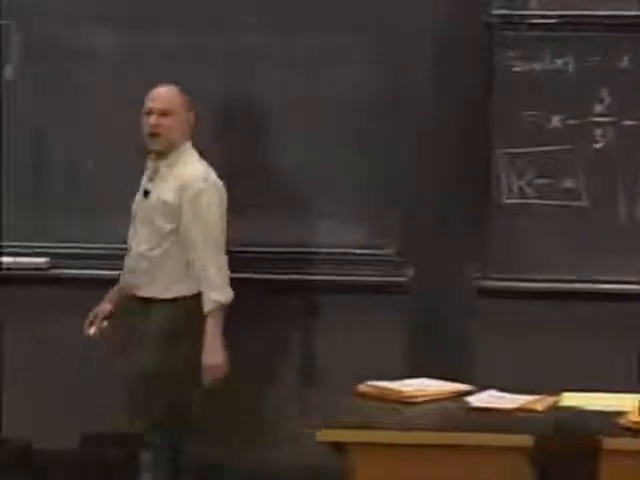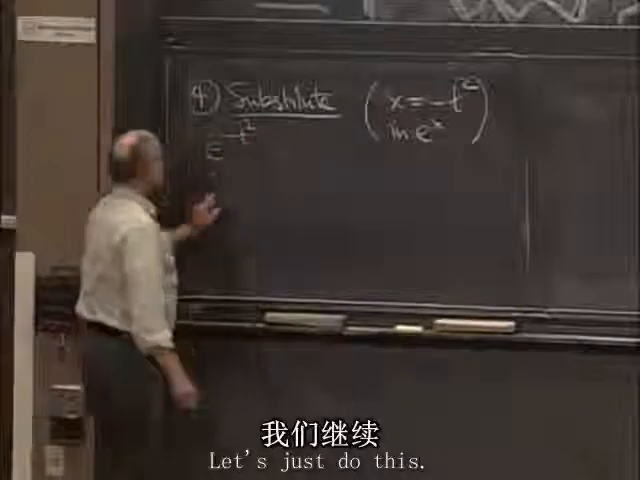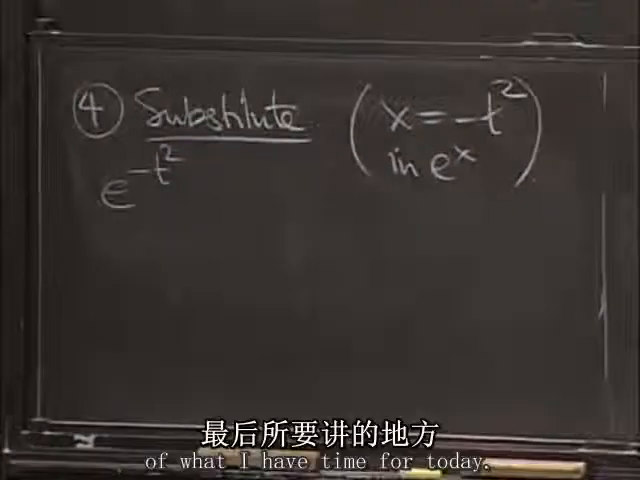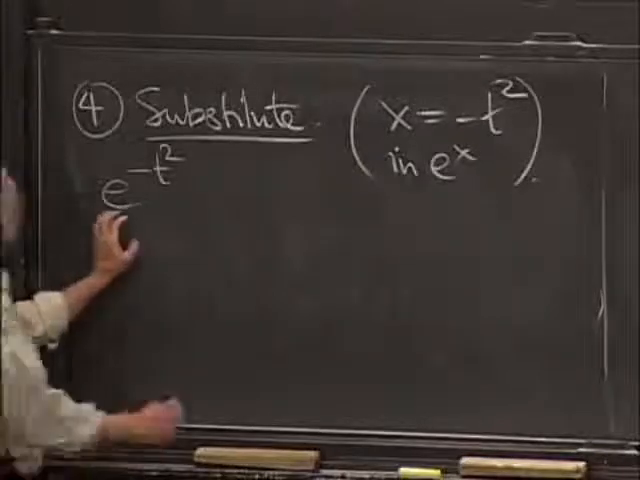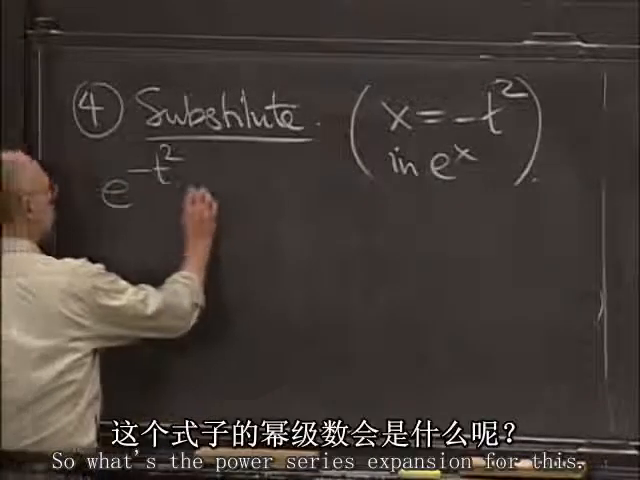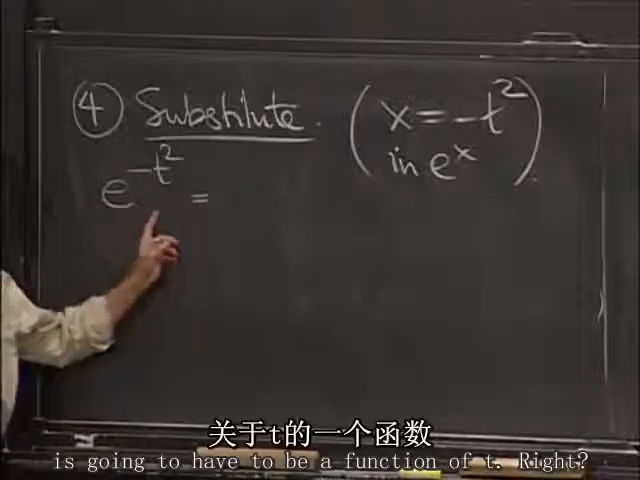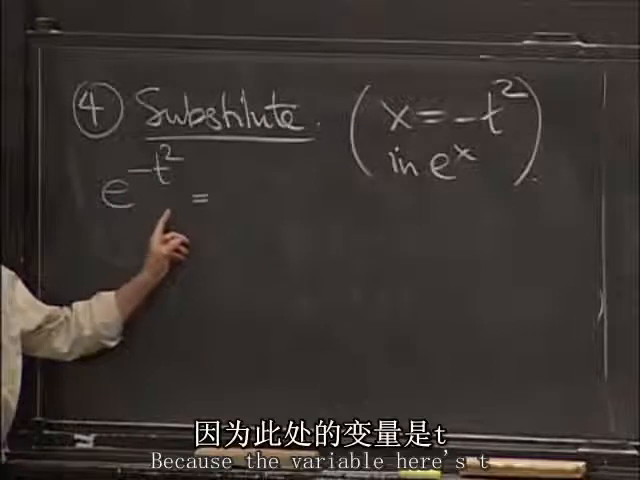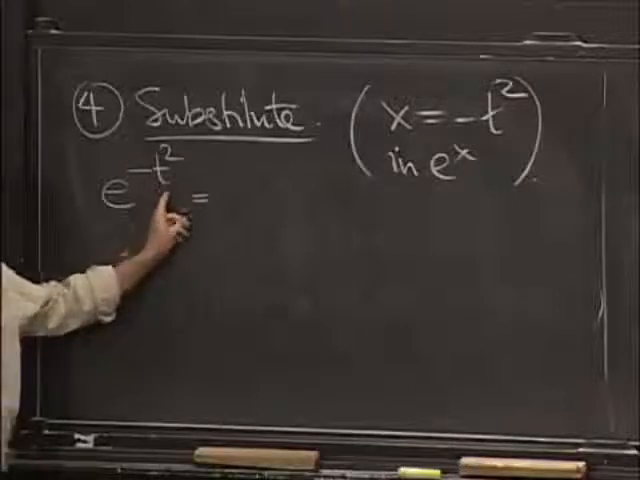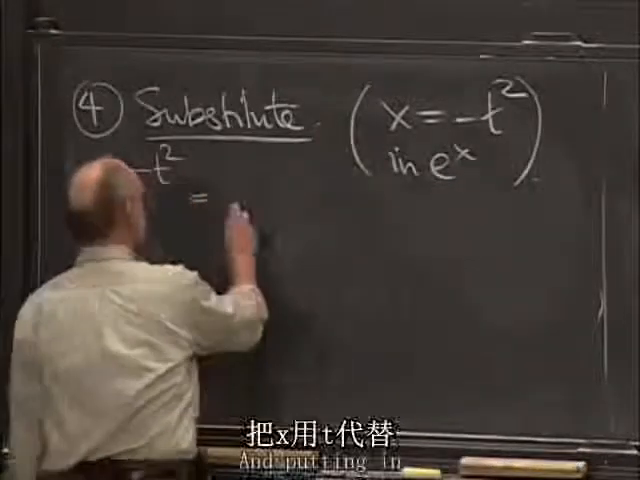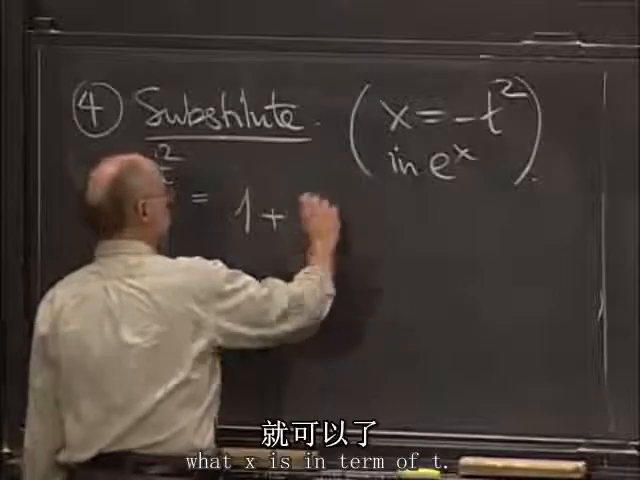Okay, let's just do this. And then I'm going to integrate this, and that'll be the end, I guess, of what I have time for today. So what's the power series expansion for this? The power series expansion of this is going to be a function of t, right? Because the variable here is t. And I get it by taking my expansion for e to the x and putting in what x is in terms of t.